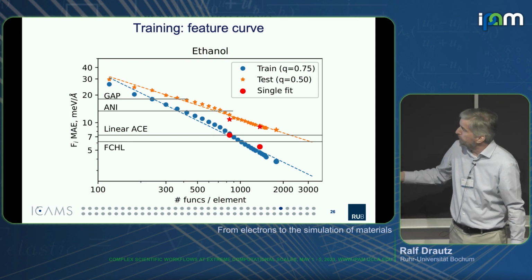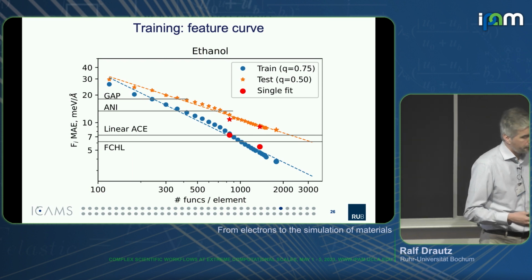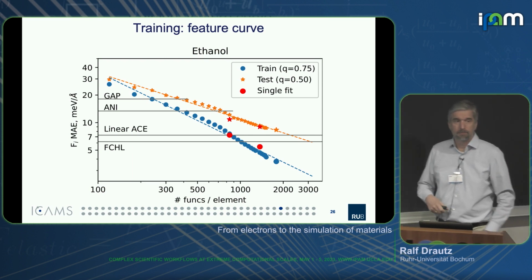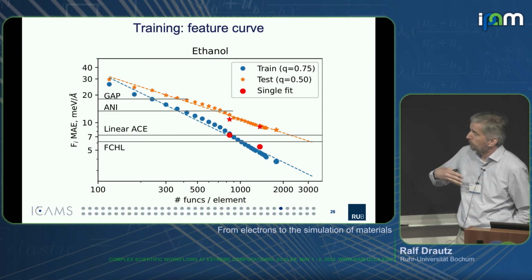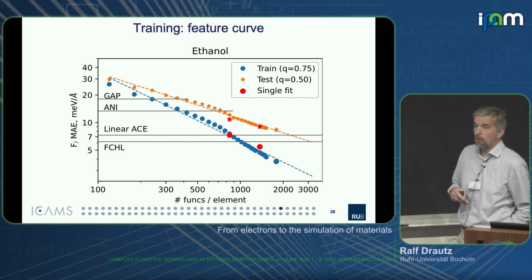At some point, of course, if there's noise in the data or we miss some physics, charge transfer, or whatever, then this will saturate. But typically, we always get this algebraic decay, so we can really converge the expansion with the number of basis functions.